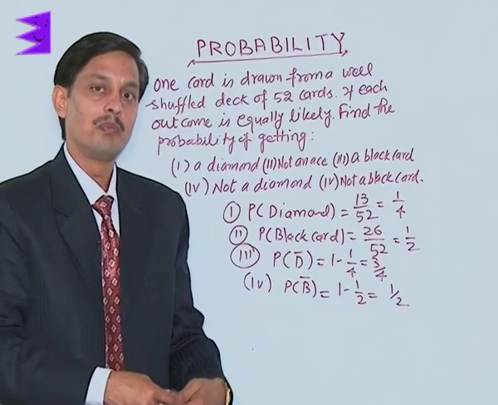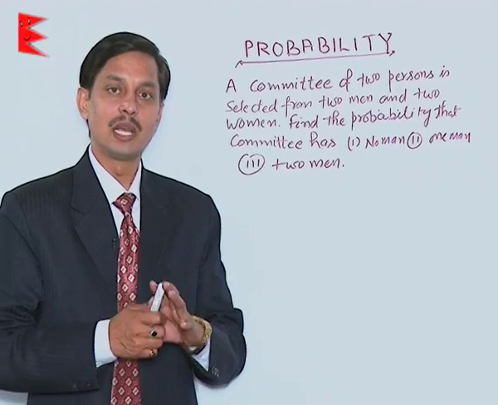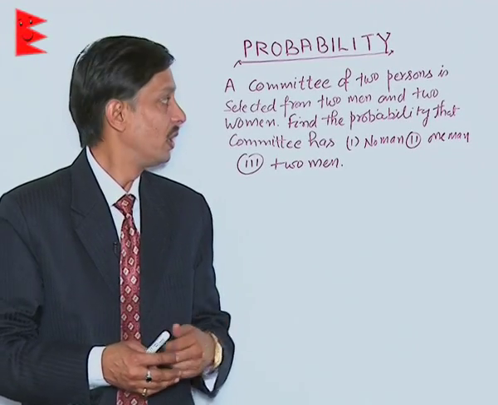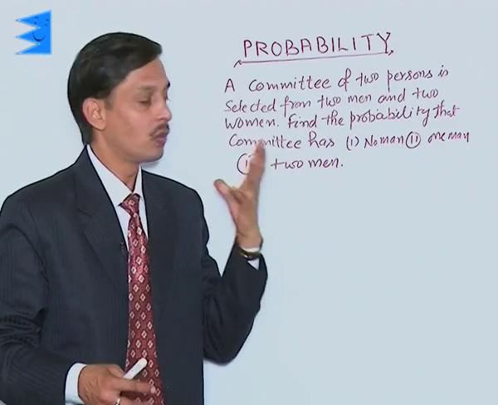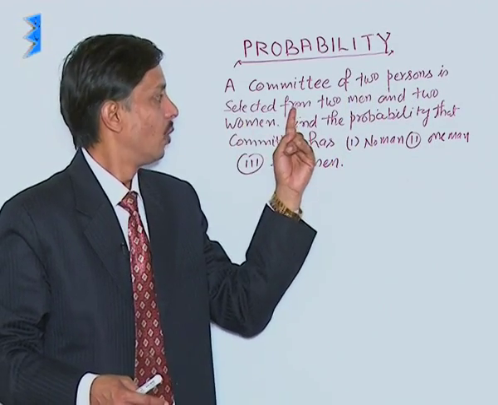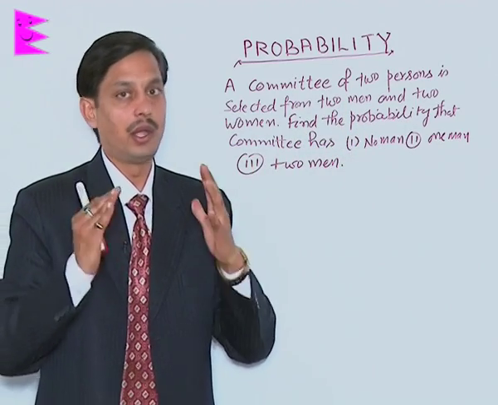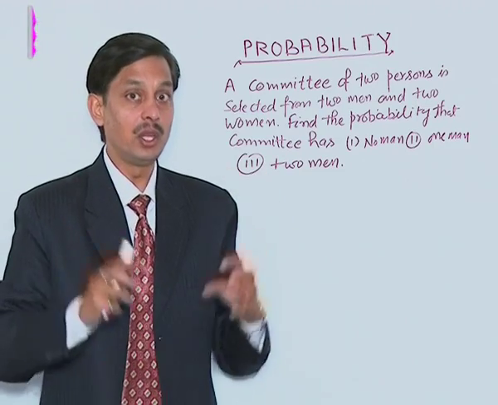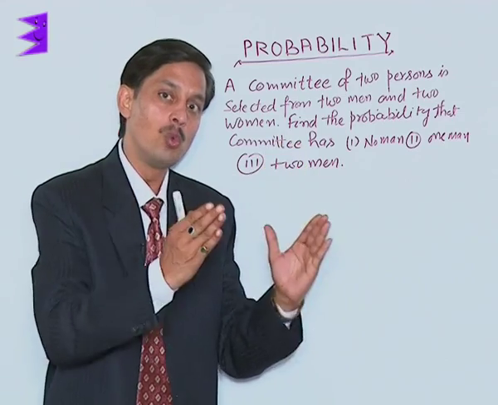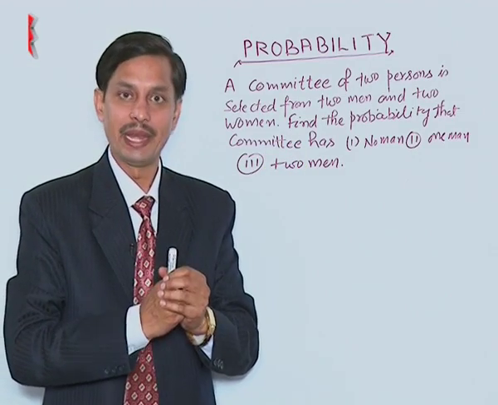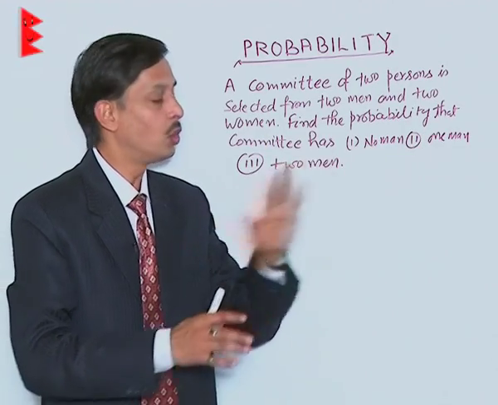So it's a very ordinary question. We can discuss with knowing some little bit concepts. One more example related to probabilities. A committee of 2 persons is to be formed, selected from 2 men and 2 women. We have 2 men and 2 women, and a committee of 2 persons is required to be formed out of these 2 men and 2 women. Condition: find the probability that the committee has no men.